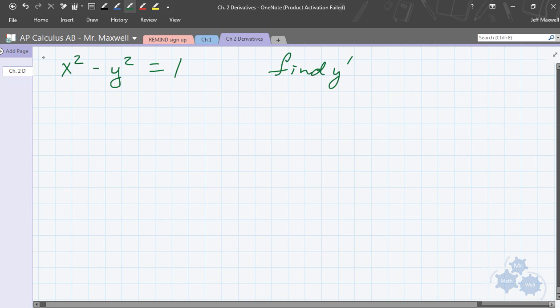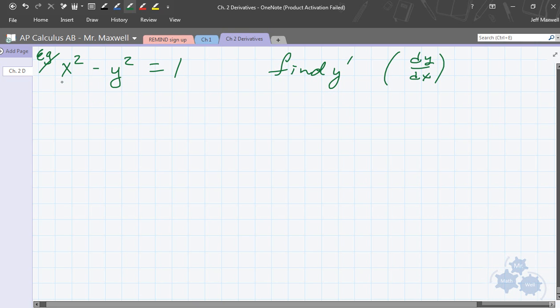So here's an example that we can do here. And I want to find y prime. So we don't want to solve for y. We don't need to. Okay, we can, but it's going to be easier just to do this. This is what we're working on today. So let's find y prime, and that's dy with respect to x, right? dy/dx. That's what we're finding.